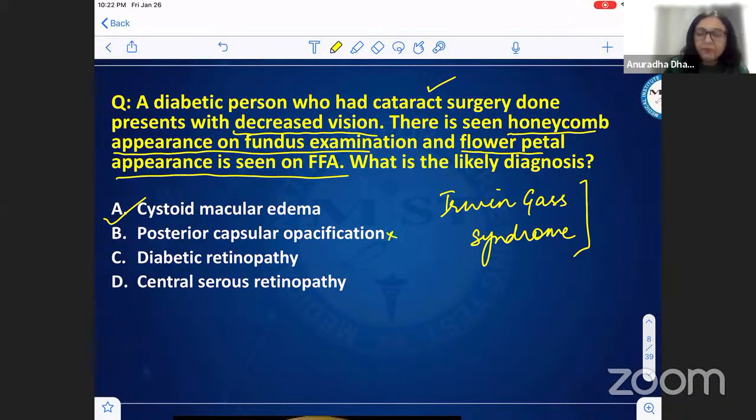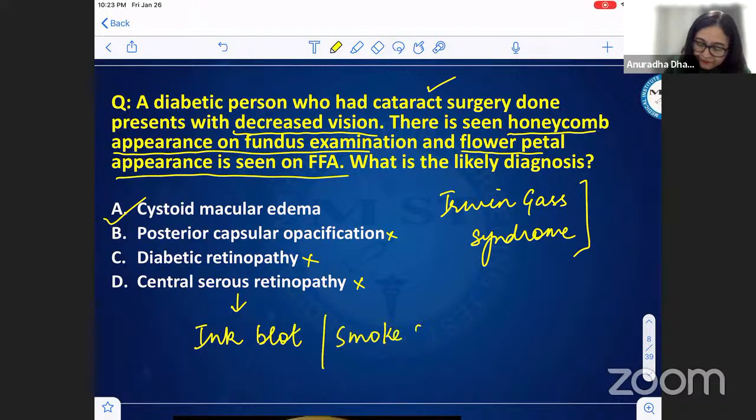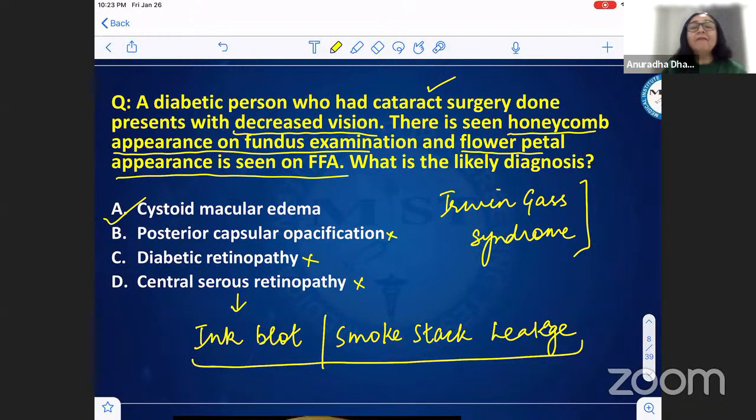Okay, so this is not a case of posterior capsular opacification, which is the most common complication of cataract surgery, because in that case your fundus will be normal, your FFA will be normal. This is not diabetic retinopathy because no other change besides these features is seen on fundus. It is not central serous retinopathy because central serous retinopathy has a different kind of OCT appearance, and on FA also we see ink blot or smokestack leakage. If I have to remember the FA appearance of central serous retinopathy, I will remember it as ink blot leakage or smokestack leakage. Okay, so again, a straightforward and very nicely put question by the examiner, I would say. The answer to this question is cystoid macular edema.